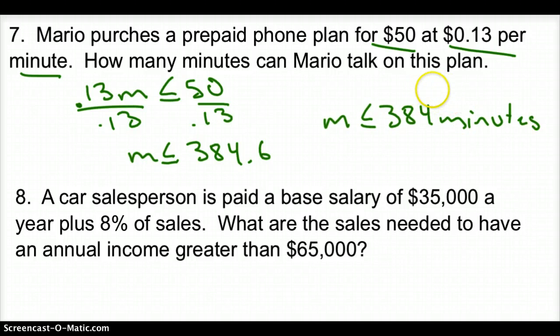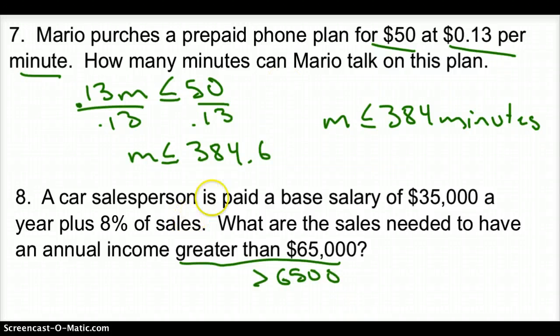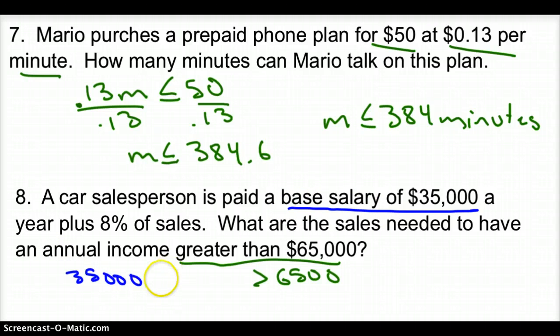Number 8. A car salesperson is paid a base salary of $35,000 a year plus 8% of sales. What are the sales needed to have an annual income greater than $65,000? I read that last part, greater than $65,000. So I'm going to put a greater than sign, and then I'm going to put $65,000 right over here. Next, what has to be greater than $65,000? Well, I have a base salary of $35,000, so I'm going to put that down. But what are you adding to it? Plus 8% of sales.